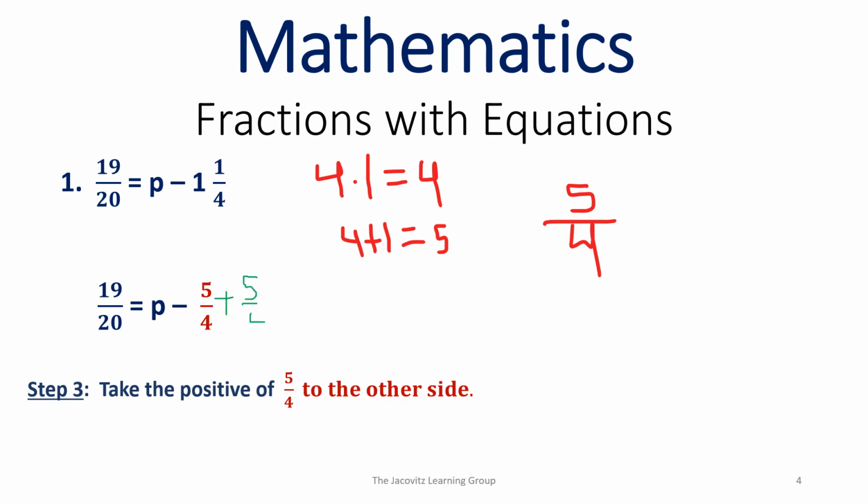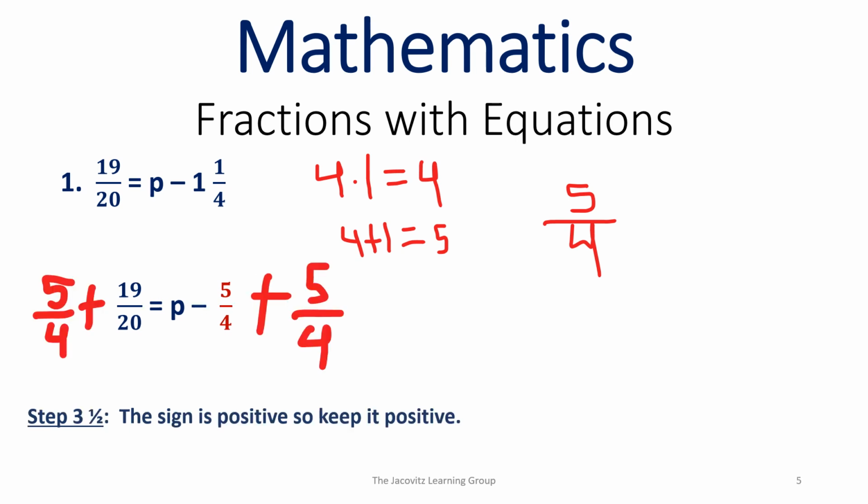And why are you taking the positive over here? Because this is negative. So since you're adding or subtracting, you're going to take positive 5/4 to both sides. So I have it on this side and this side. So we move on. And this is now 5/4 plus 19 over 20 equals p. And these are going to cross out. They're going to cancel out because you took this to the side, and this leaves p by itself.